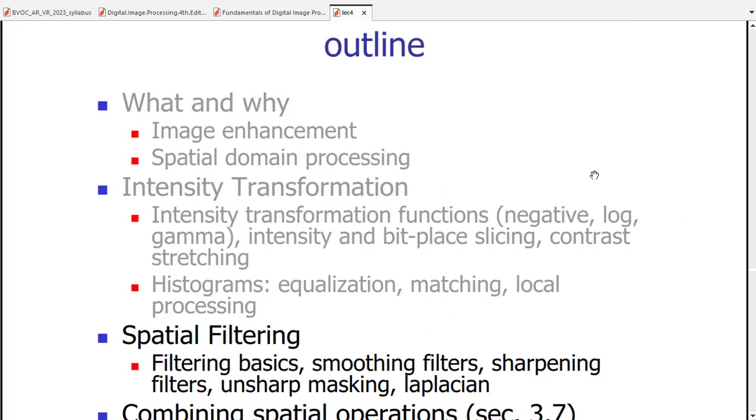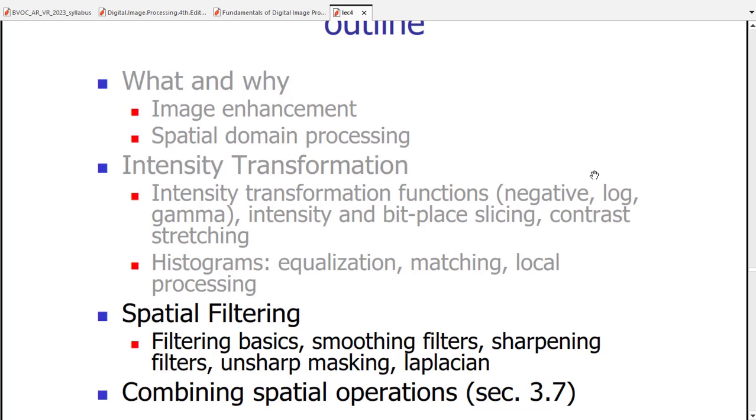So what is the major role of this information here? Image enhancement, spatial domain processing, intensity transformations, including negative, log, intensity and contrast. Histogram equalization, matching, and local processing. Then I'll move to spatial filtering: filtering basics, smoothing filters, sharpening filters, and unsharp masking, Laplacian.